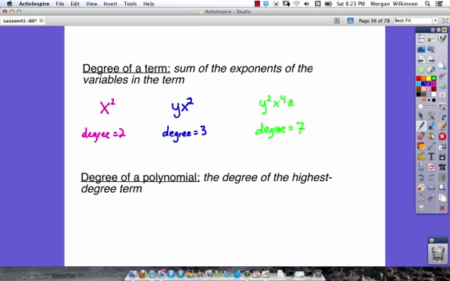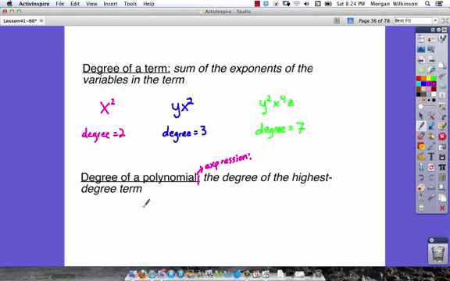Now the other definition that we have down here is for degree of a polynomial. A degree of a polynomial is the degree of the highest degree term. And when we talk about this degree of a polynomial, we're going to add a part into this definition. Degree of a polynomial expression, to be very precise. So please add that in after the polynomial before the colon. Degree of a polynomial expression is the degree of the highest degree term.